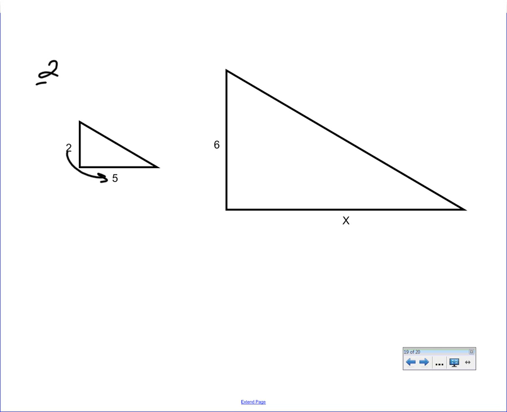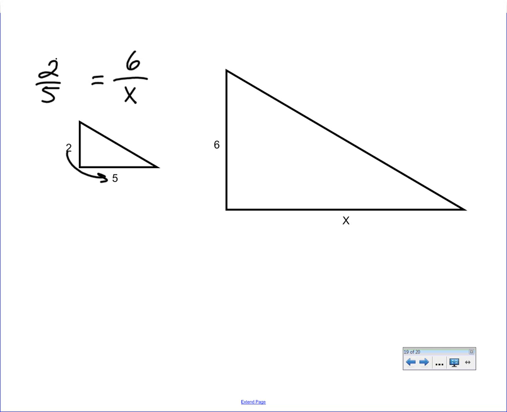So I'm just going to set it up like this, just like division, like 2 divided by 5. I could do it as 5 divided by 2. I just chose to do 2 divided by 5. And that has to equal, because we're saying it's corresponding, 6 over x. Okay, so short side on top, big side on bottom.